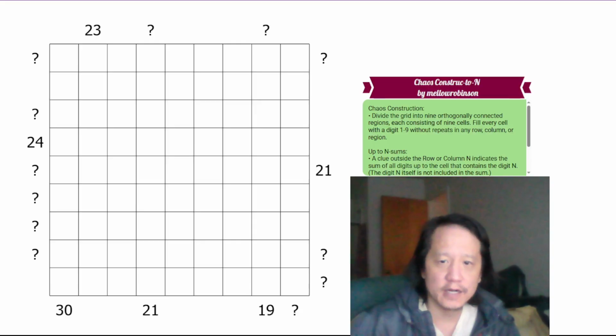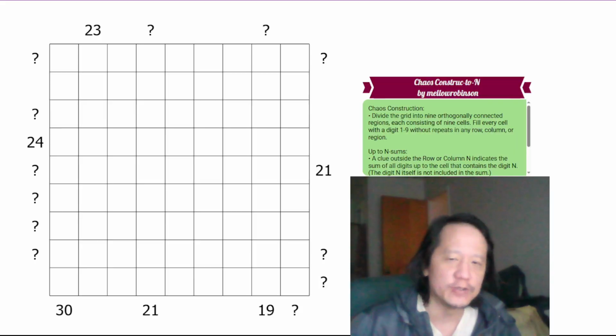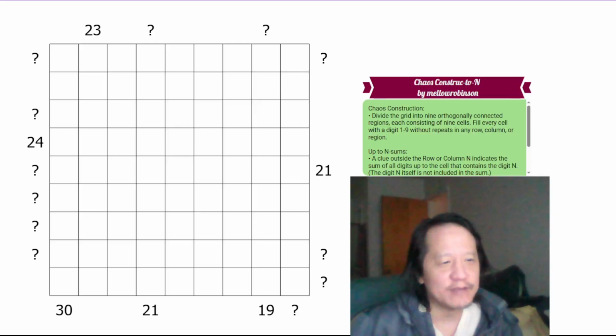And it's called Chaos Construct-to-N by Mello Robinson. I see what you did there. Anyways, here are the rules.